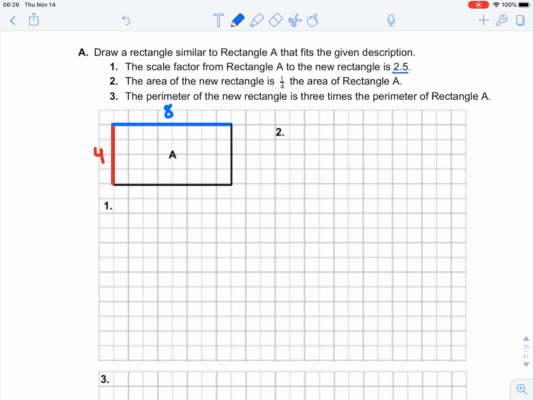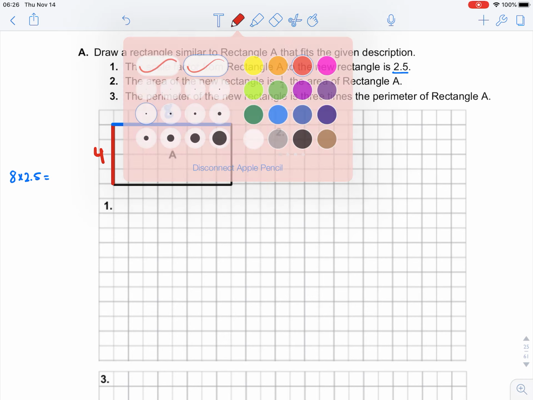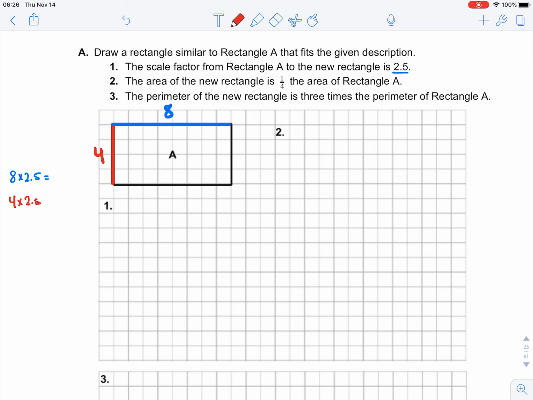So I'm going to use this long side, 8 times 2.5, and that's my new long side. The short side is 4 times 2.5. This one I know is 10. 8 times 2.5 is, I believe, 20. 16 plus 4. All right, so I'm going to go 20 spaces across. 1, 2, 3, 4, 5, 6, 7, 8, 9, 10, 11, 12, 13, 14, 15, 16, 17, 18, 19, 20.